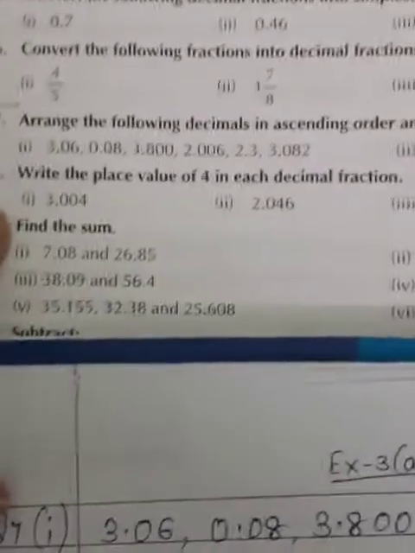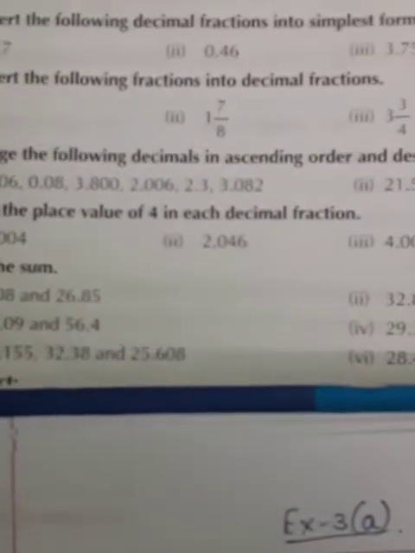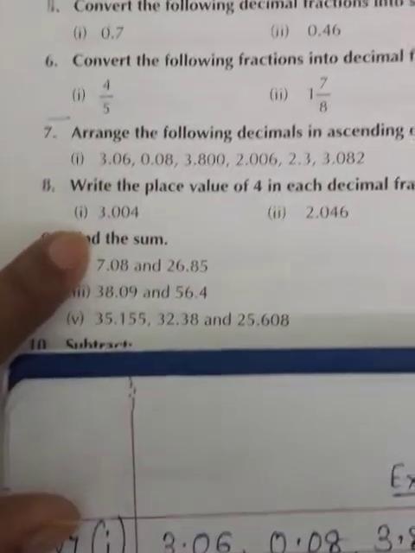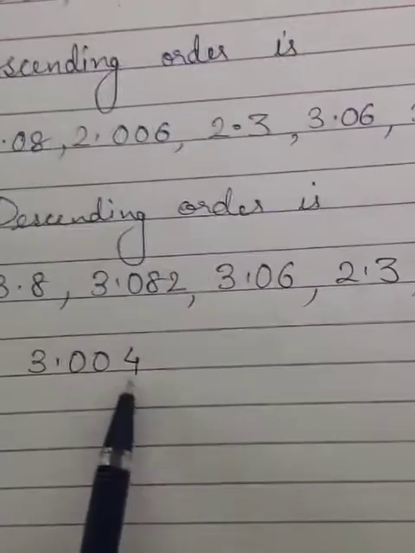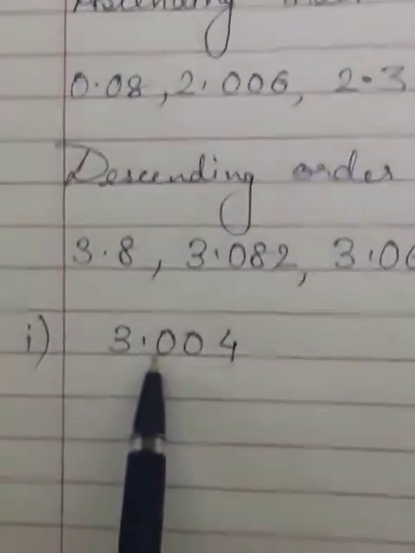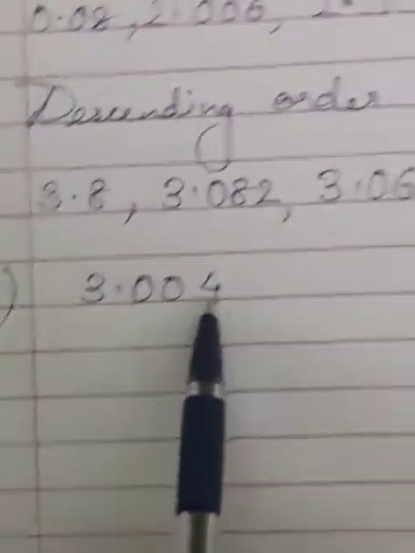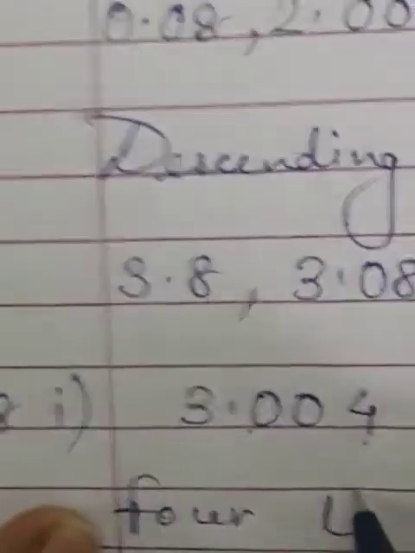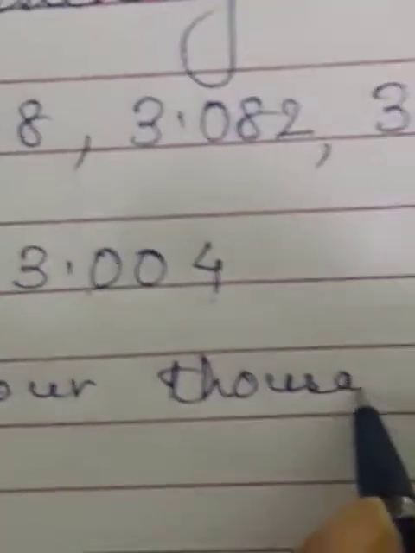Next question is question number 8. Write the place value of 4 in each decimal fraction. The first one is 3.004. The question says find the place value of 4. The place value of this is 10th, this is 100th, this is 1000th. So what is the place value of 4 here? The place value of 4 is 4000th. So write here 4000th.